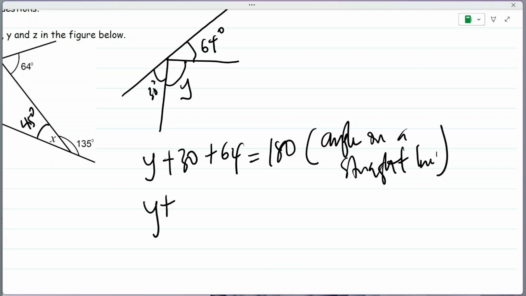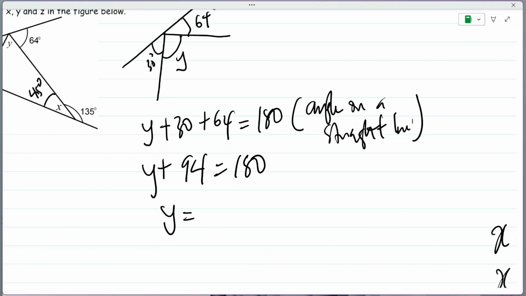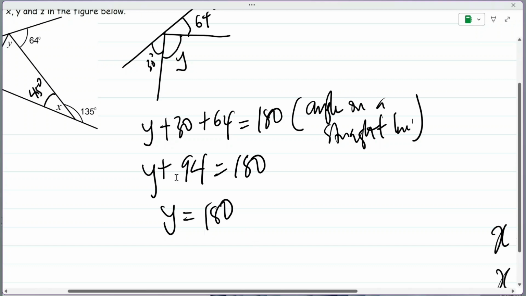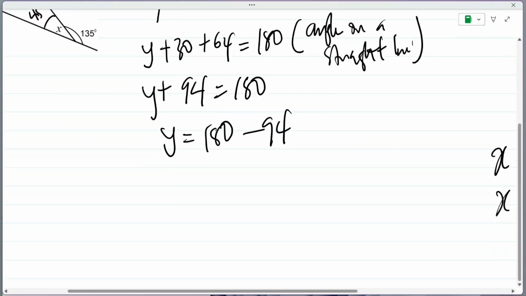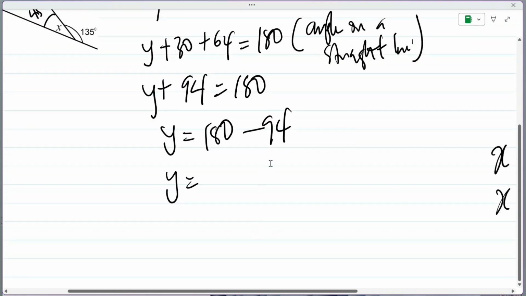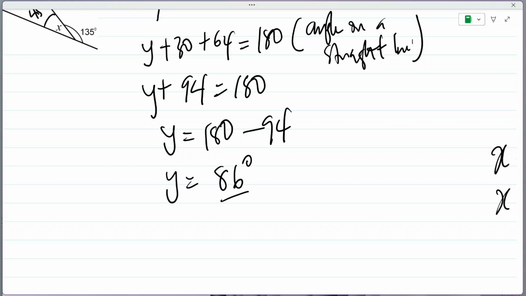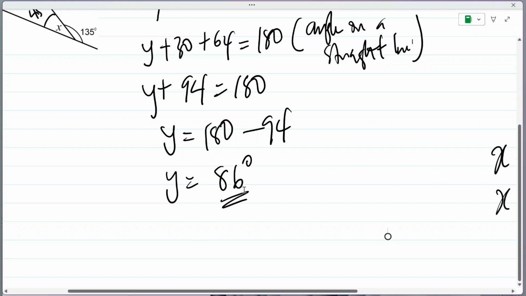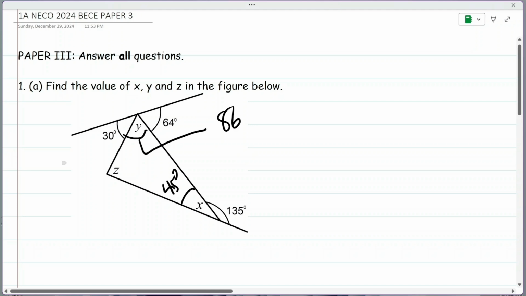We have y plus, we add the numbers, 30 plus 64 will give you 94, equals 180. We have y equals 180, then this plus 94 goes over the equals sign and turns to minus 94. What we actually do in maths is we subtract 94 from both sides, or we add minus 94 to both sides. The result is always this plus 94 going over the equals sign and turning to minus 94. We have y equals 180 minus 94, which gives you 86 degrees. y is therefore 86 degrees. We know y is 86 degrees.